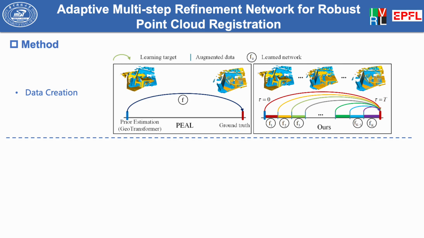We propose to sample priors for each accuracy level by interpolating between the GeoTransformer prior and the ground truth. Given the nonlinearity of the transformation space, we define the degradation within the spherical linear space. Thus, we can create diverse datasets for the model in different steps.